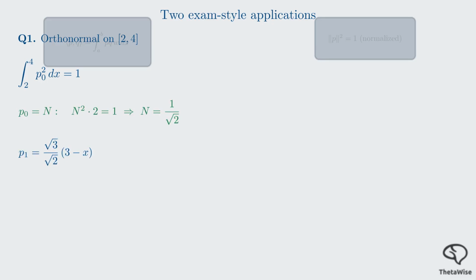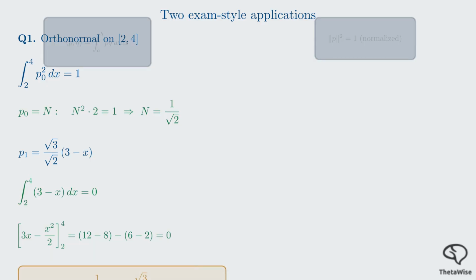For a first-degree polynomial, choose p sub 1 equal to square root of 3 divided by square root of 2 times 3 minus x. It is orthogonal to p sub 0 because the integral from 2 to 4 of 3 minus x dx is 0. An antiderivative is 3x minus x squared divided by 2, and its endpoint difference is 12 minus 8, minus 6 minus 2, which is 4 minus 4, or 0. Therefore, the matching option is the one with p sub 0 equal to 1 over square root of 2, and p sub 1 equal to square root of 3 over square root of 2 times 3 minus x.